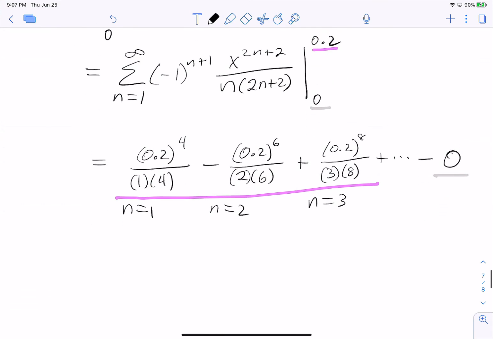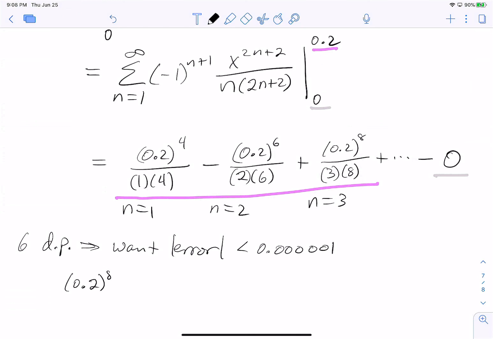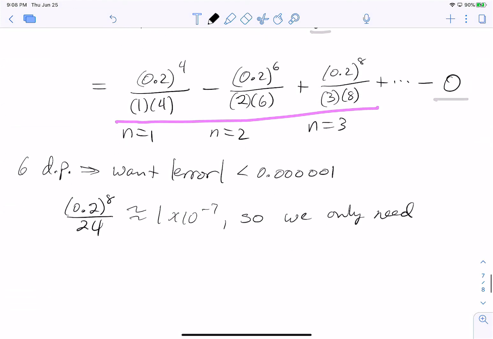Well, folks, remember there's something called the alternating series estimation theorem, and it says that the remainder, or the error, is not bigger than the first neglected term. We want this accurate to 6 decimal places, which means that we want the error in magnitude to be less than 0.000001. As it turns out, 0.2 to the 8th power divided by 24, the third term that we wrote down, is approximately 1 times 10 to the negative 7. So it turns out we only need the first two terms.